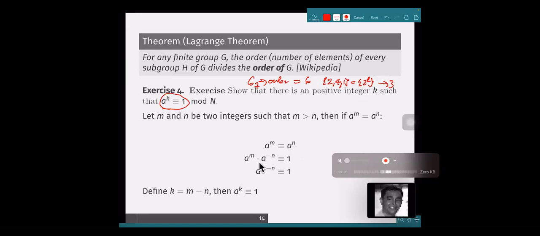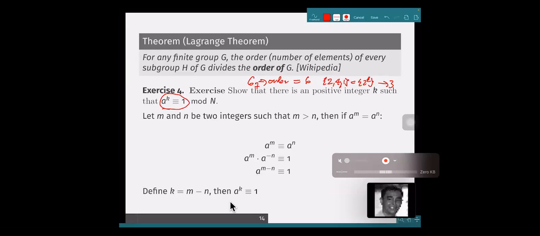Because the group has an inverse, you can multiply both sides by a to the minus 1, the inverse of a to the n. Because it's an inverse, this one becomes 1. And by the law of exponents, I hope you still remember the law of exponents.